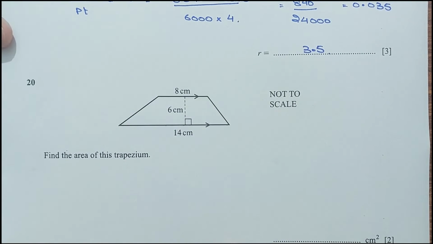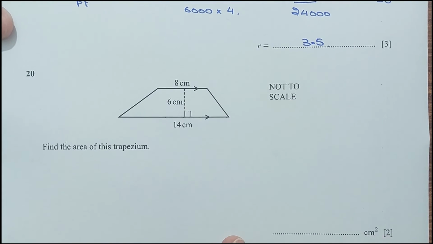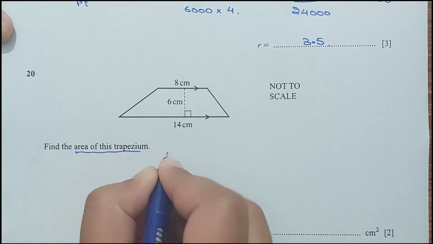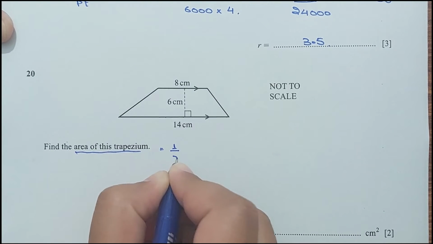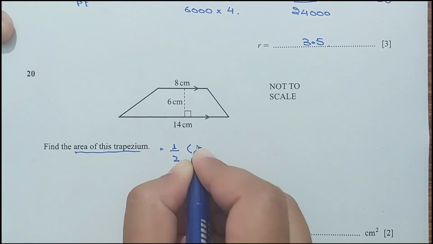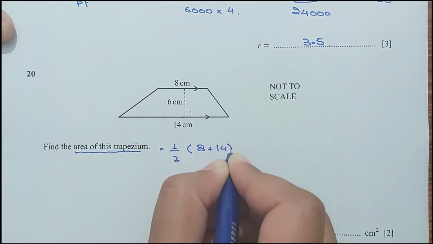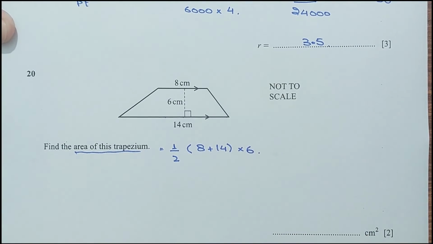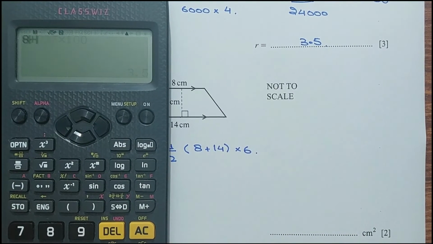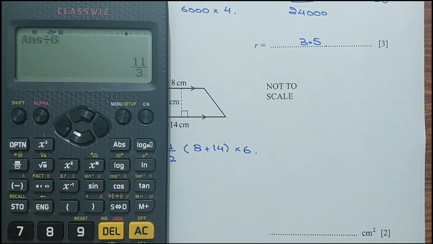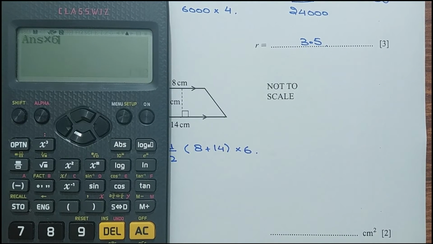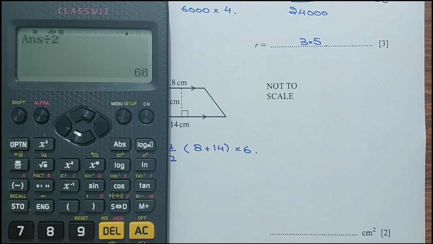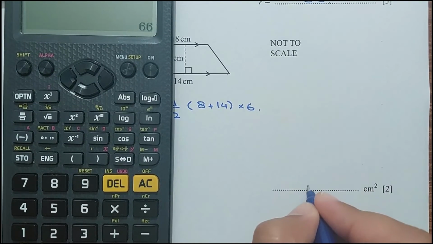Now question number 20, find the area of this trapezium. The area of a trapezium is half the sum of the parallel sides, which are 8 and 14. These are the two parallel sides, their sum, times the height, which is 6, right? So 8 plus 14, times 6, divided by 2, that is 66 centimeter square.